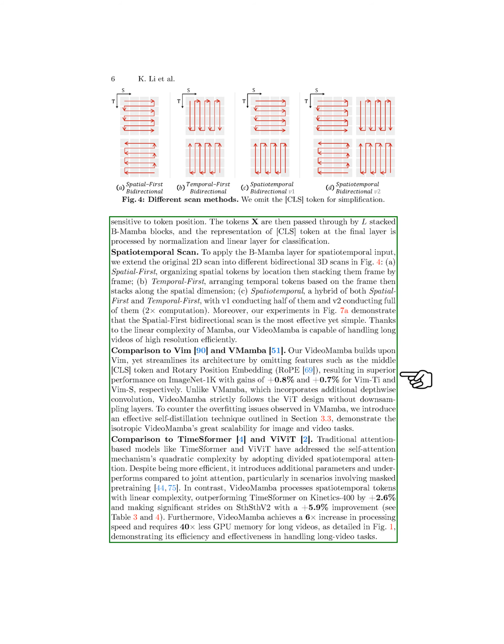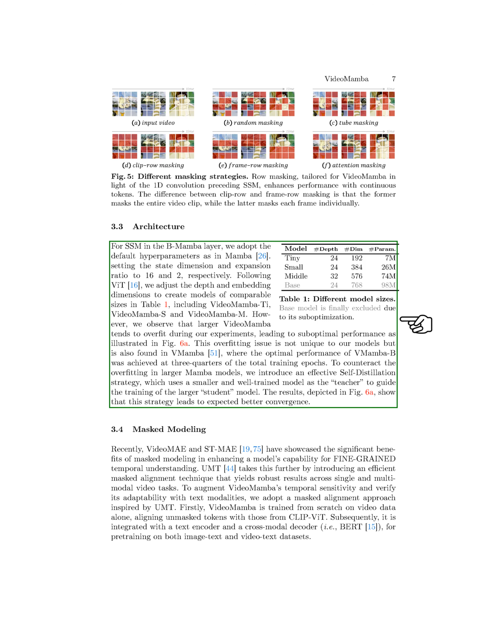Section: Architecture. In this section, we adopted the default hyperparameters for SSM in the B-Mamba layer, setting the state dimension to 16 and the expansion ratio to 2, following the approach in Mamba. We adjusted the depth and embedding dimensions to create models of comparable sizes, such as VideoMamba-T, VideoMamba-S, and VideoMamba-M, based on ViT.